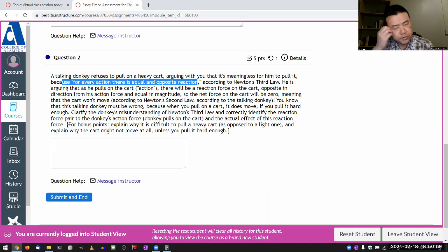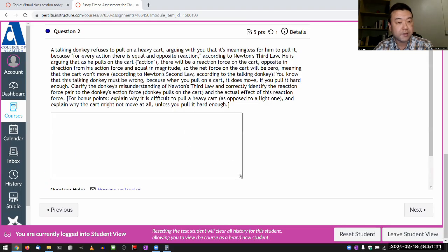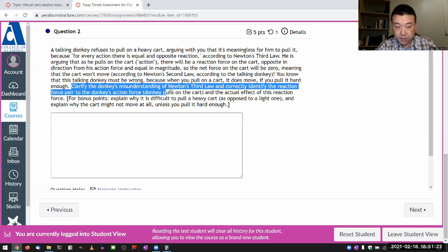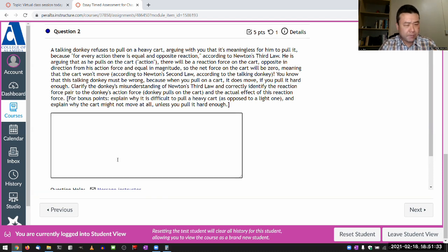By the way, when we used to do paper exams, this question used to ask for diagrams. In this online format, you can't really draw diagrams, so questions will seek more of a word description than a diagram. As you're reading the question, I do want you to be careful to note all the instructions, because it says clarify the donkey's misunderstanding and it says correctly identify the reaction force pair. So I look for those things as I grade. So let me put an answer here.